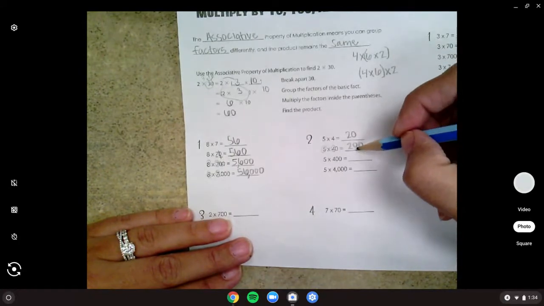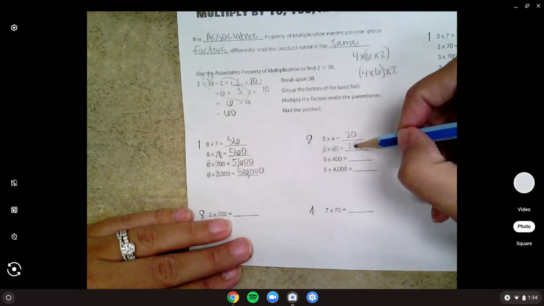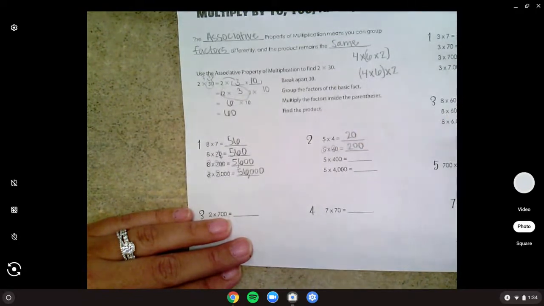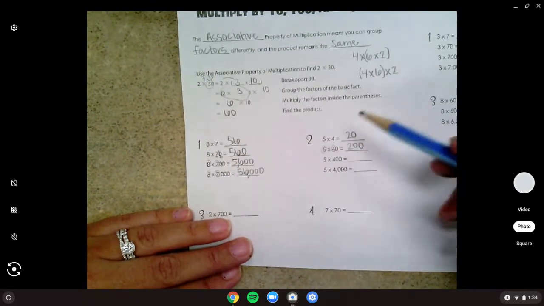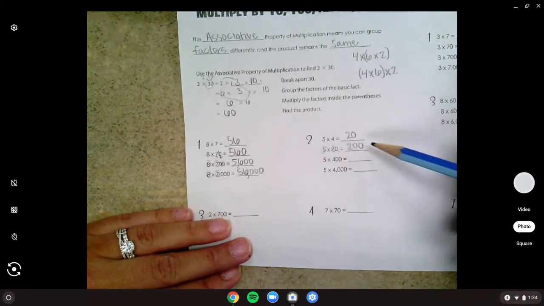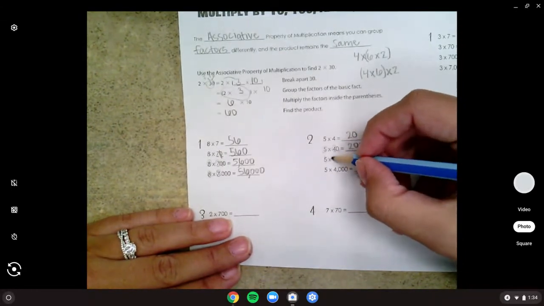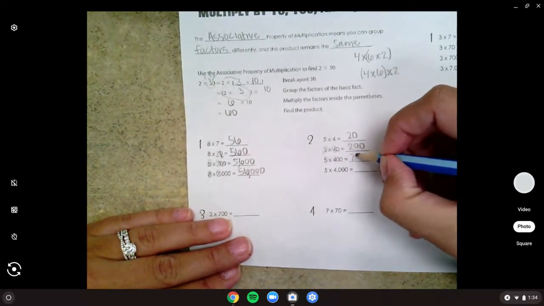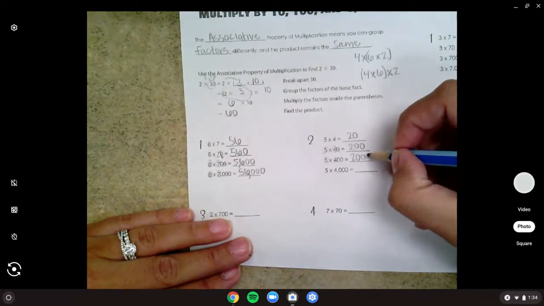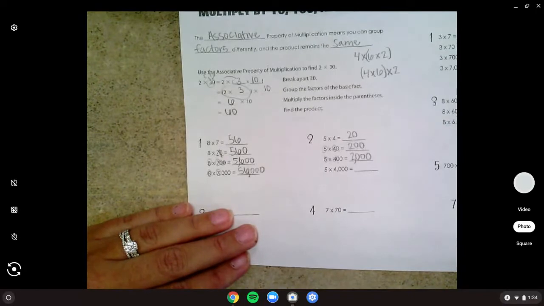So even though I have 2 zeros, I only added 1 because that first 20 came from my mini math fact answer. Normally we just add 1 zero, but we have 2 in our answer. So let's try 5 times 400. Mini math fact, 5 times 4 is still 20, and I add 2 zeros to get 2,000.